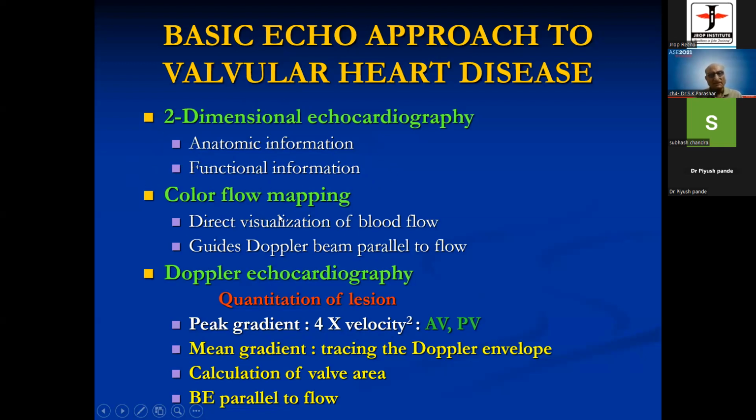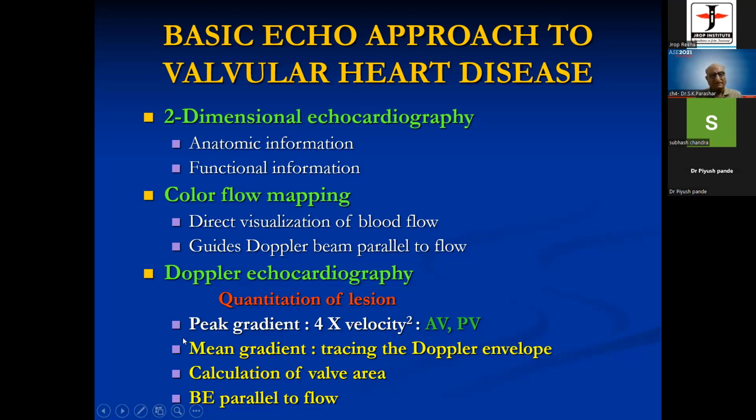Then you do color flow mapping for direct visualization of the blood flow, and you can guide the Doppler beam parallel to it. And Doppler is for calculating peak gradient, mean gradient, valve area, and again I say be as parallel to the flow as possible. All the Doppler results will depend upon how parallel you are to the flow, and this is helped by color flow mapping.